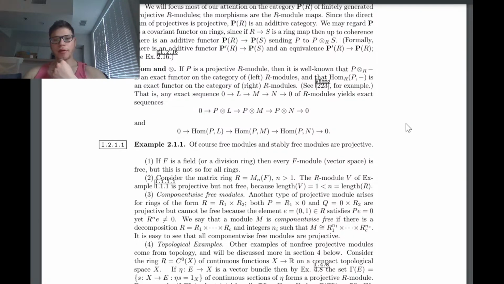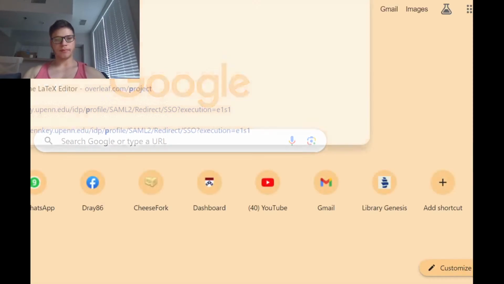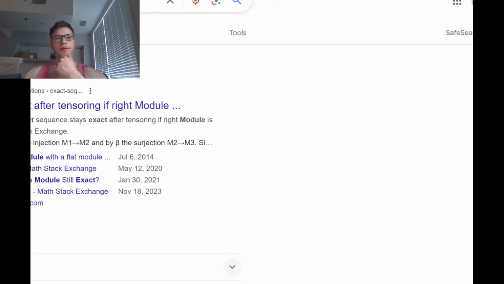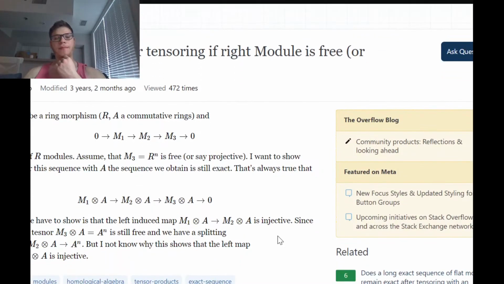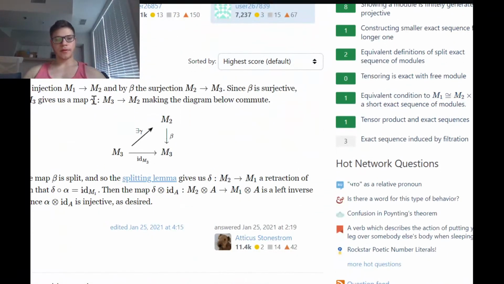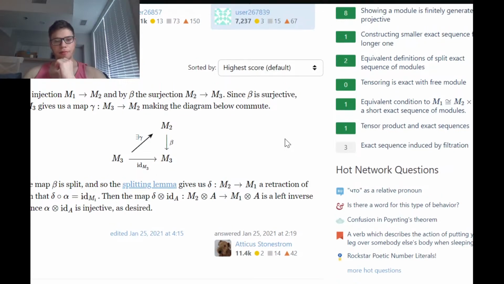Any exact sequence yields exact sequences. Actually, let's check that tensoring with a projective module is exact. So this is saying that basically projective modules are flat. Denote the injection and the surjection. Since this is surjective, projectivity of M3 gives us this map. So yeah, the splitting lemma.